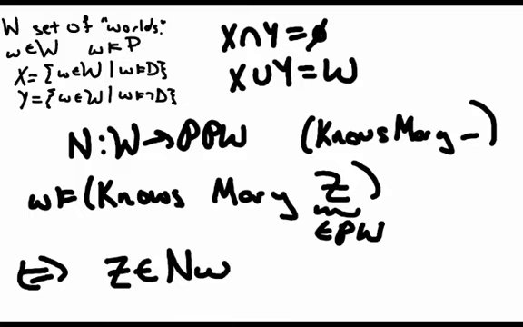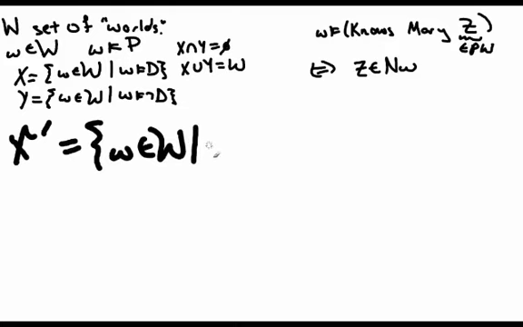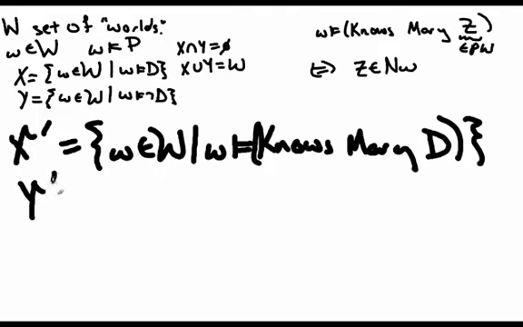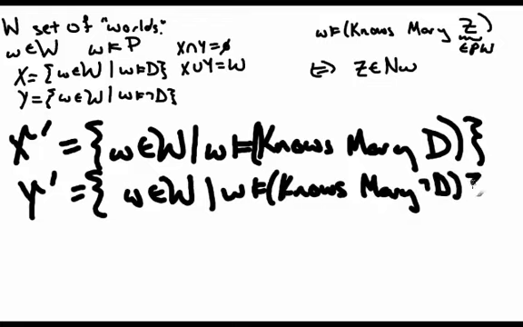And now we'll see it's possible for Mary to know neither of them. So let's let X prime be the set of all W such that in that world, W knows Mary D. And Y prime will be similar. It's the set of all worlds where W knows Mary not D.